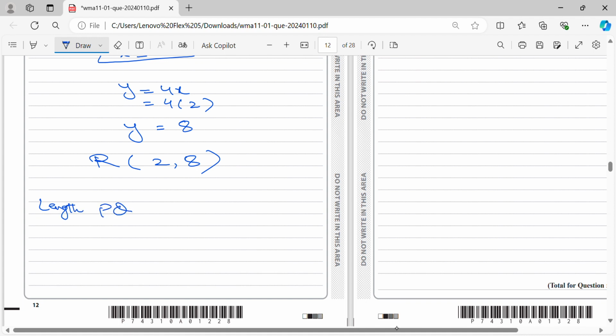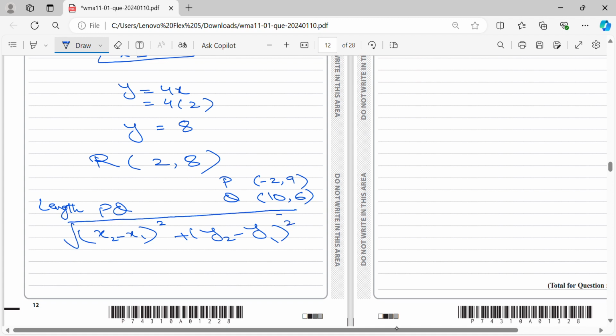So the length of PQ. I know that P is minus 2 and 9, and Q is 10 and 6. Let me rewrite. Find the length of PQ. So use the formula: x2 minus x1, plus y2 minus y1, whole squared, and a square root.